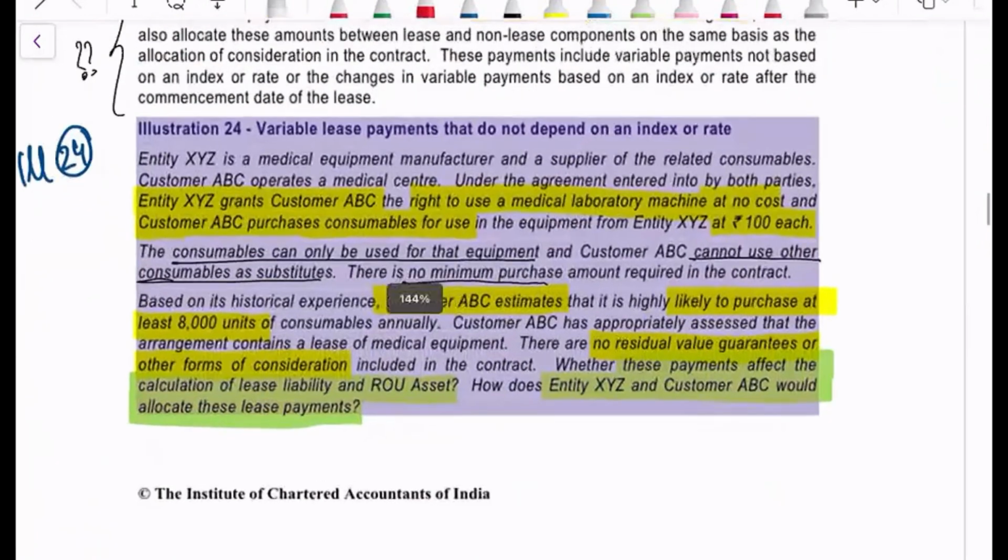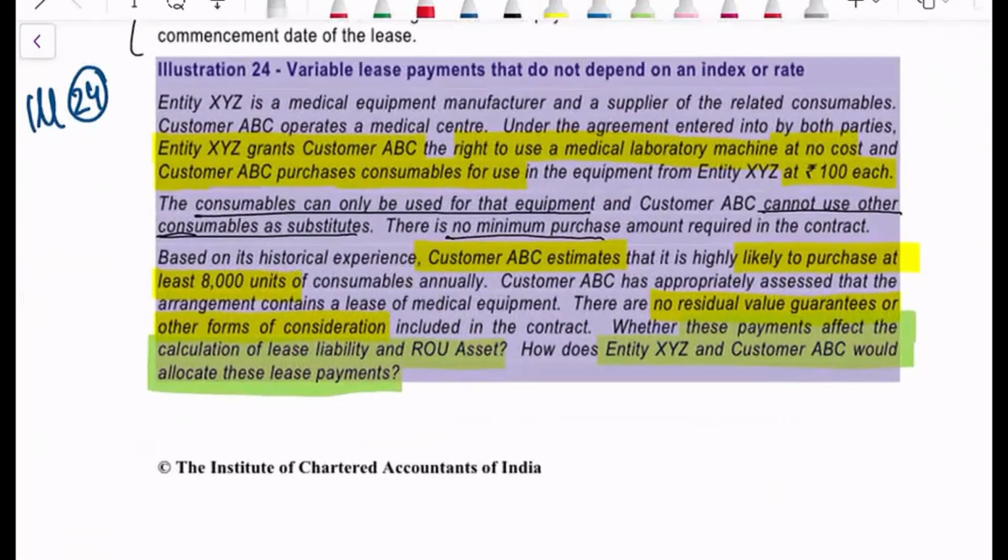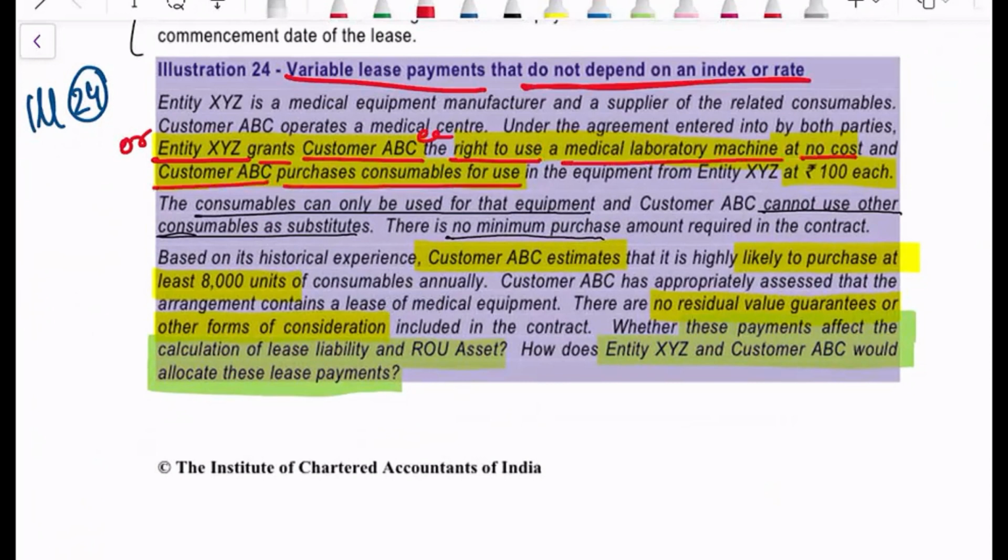Okay. So illustration number 24. Here this is a variable lease payment, but it does not depend on an index or rate. There is entity XYZ. It grants its customer ABC, so XYZ is the lessor and the customer ABC is the lessee, a right to use a medical laboratory machine at no cost, and the customer ABC purchases consumables for use at 100 each.